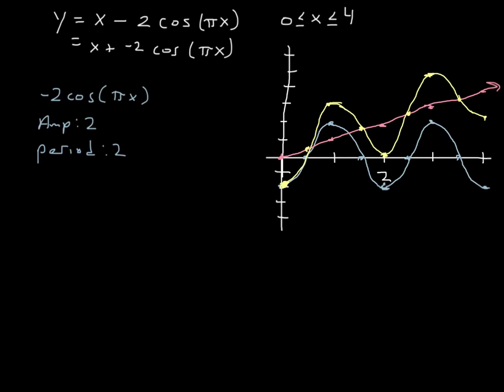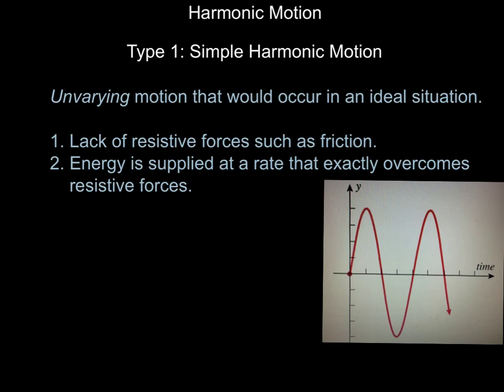Next, let's take a look at the different types of motion, harmonic motion. The first type we have is what's called simple harmonic motion. And this is where we have an unvarying motion. In other words, this thing is not going to stop. It is just going to keep going back and forth, back and forth. It's something where it's just bouncing up, down, up, down, up, down.